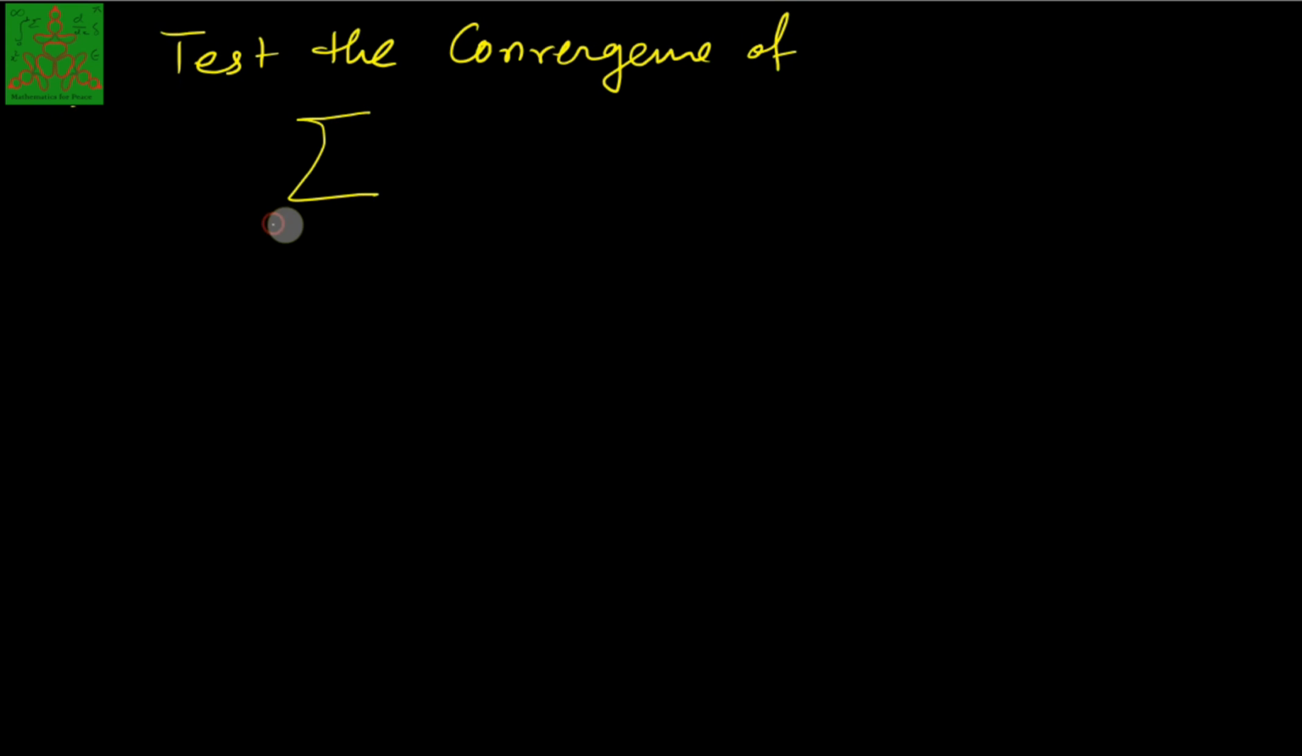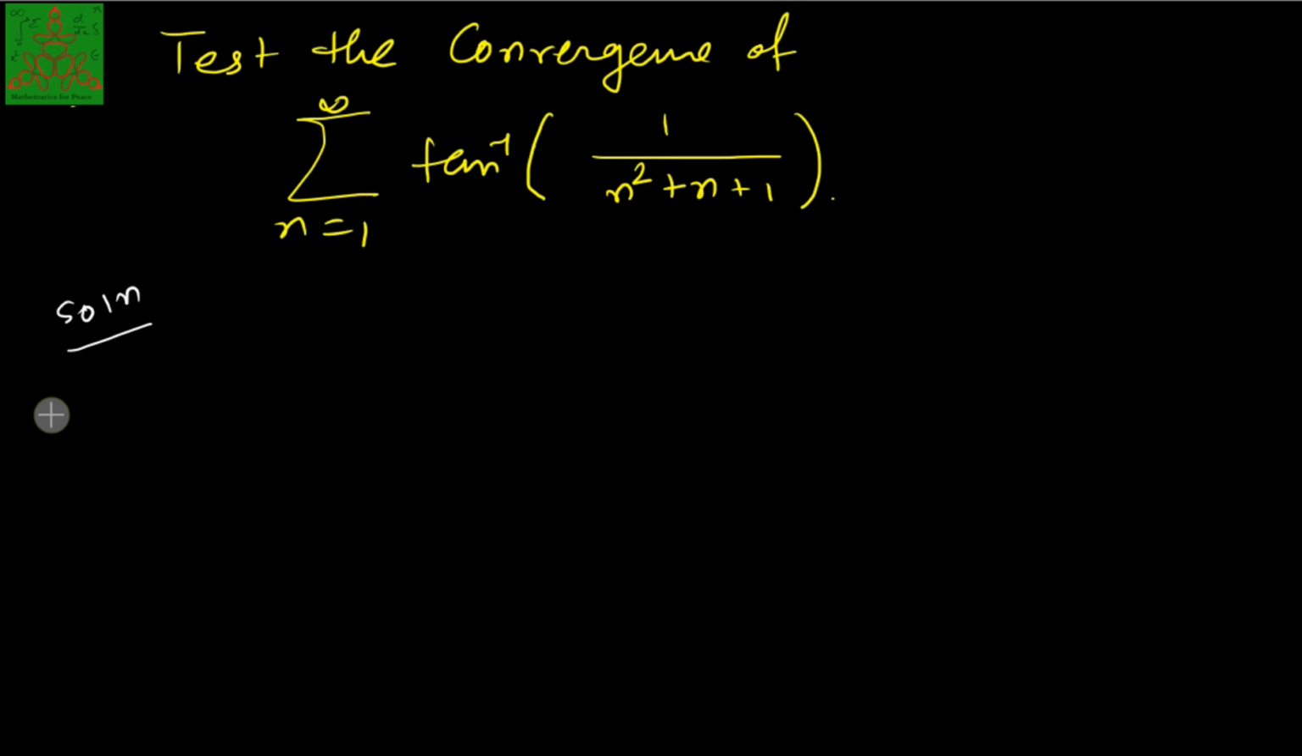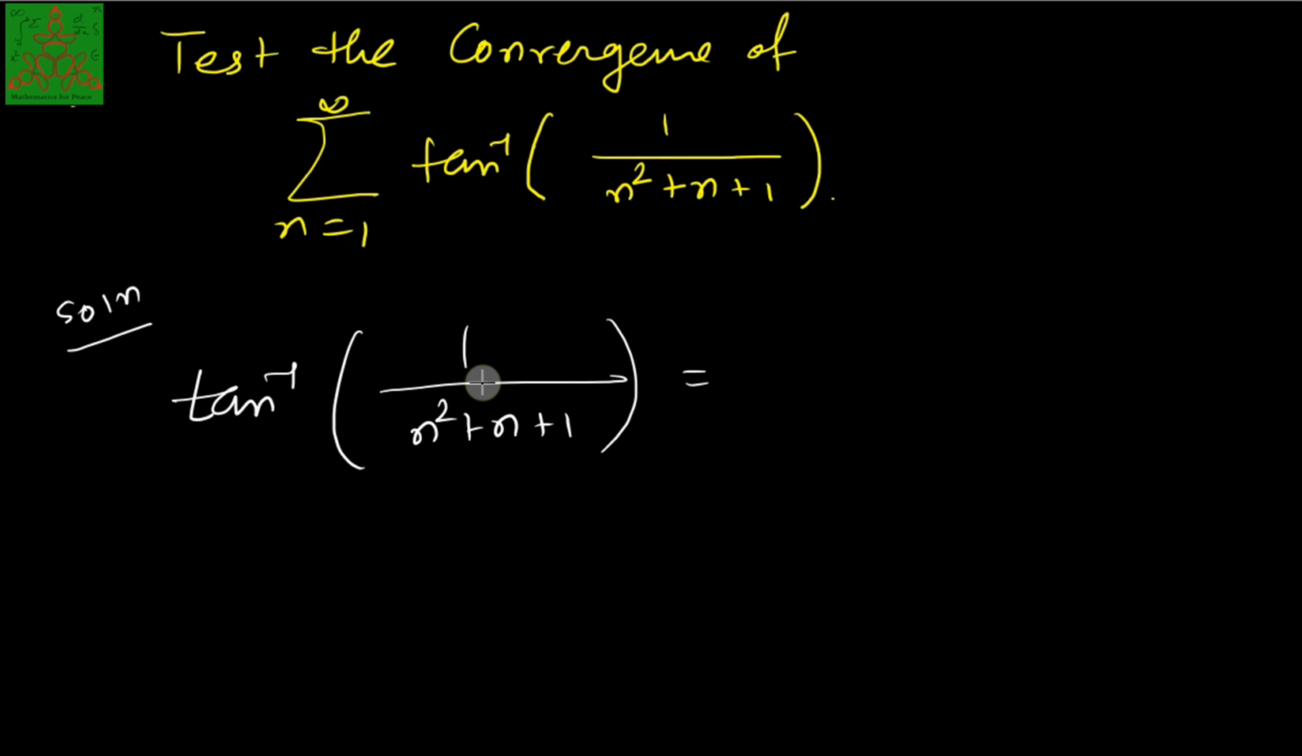The question is again to check the convergence of the summation, n running from 1 to infinity, of tan inverse of 1 upon n square plus n plus 1. See whether this series is convergent or divergent. Here, let us observe what we have: tan inverse of 1 upon n square plus n plus 1. In the numerator it is 1, so I'll adjust that 1 as n plus 1 minus n, upon n square plus n plus 1.